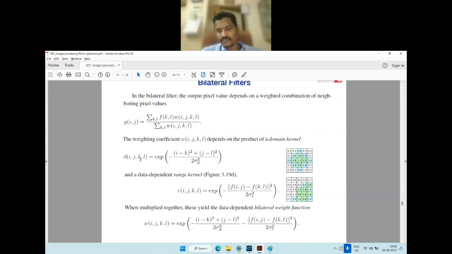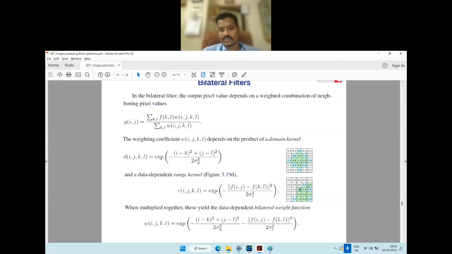Data dependent means, so you see 1. What are all the values which are very close to 1? 0.8, right? That 0.8 will be selected. You're getting my point? 0.4 are neglected, whereas 0.8 is selected. That is the data dependent range kernel.